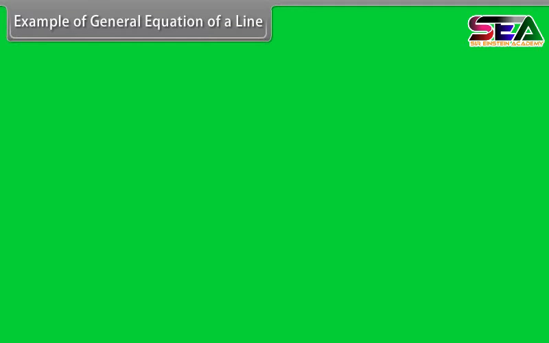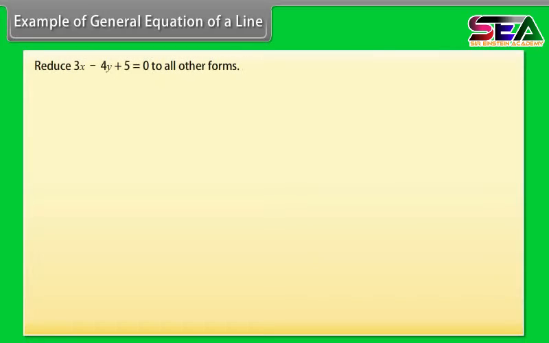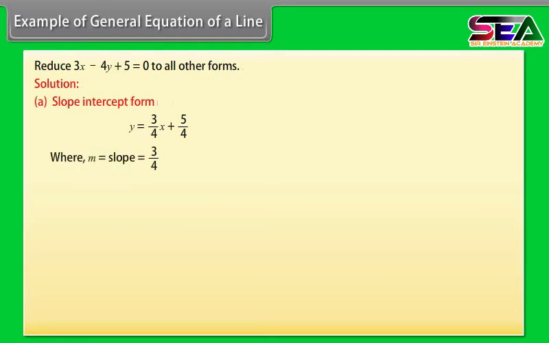Example of general equation of a line. Reduce 3x - 4y + 5 = 0 to all other forms. Solution. Slope-intercept form. y = 3/4 x + 5/4, where m, the slope, is equal to 3/4, and c = 5/4 is the y-intercept.